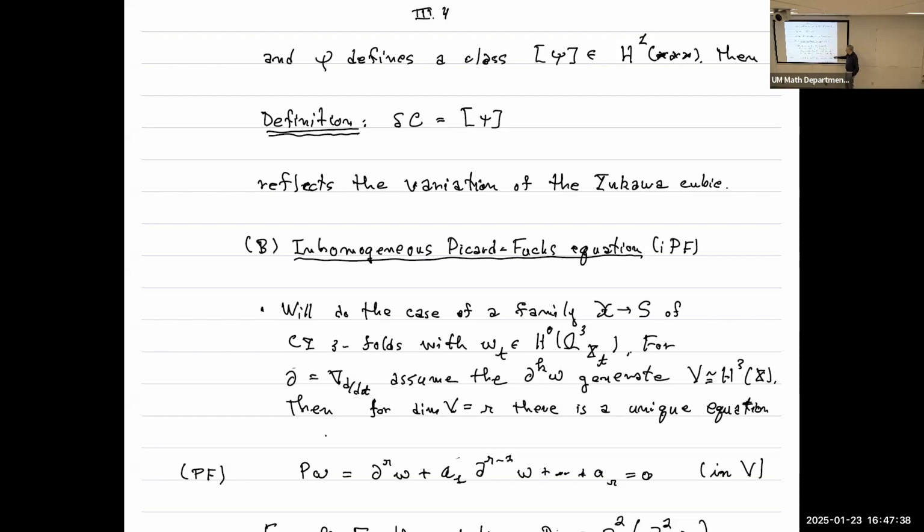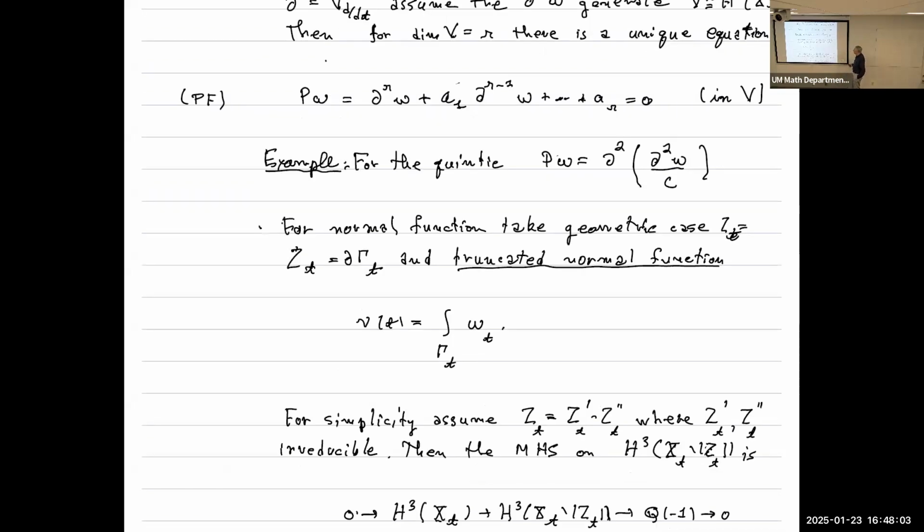So assume that. Then there's a unique equation. If the dimension of the cohomology is R, there's a unique equation satisfied by the derivatives of omega. This is 0 in the cohomology. That's the Picard-Fuchs equation. Okay. So there it is written out.